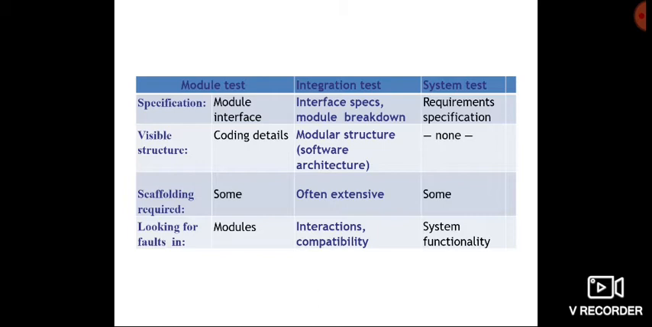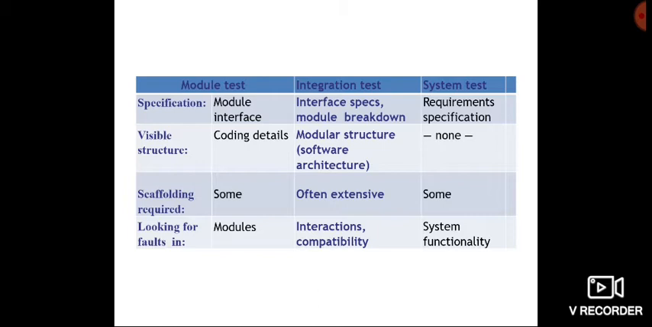If you want to specify the specification related to integration testing, you should focus on interface specification as well as module breakdown. Related to system testing, the specification is nothing but the requirement specification, right? Now, regarding visible structure, what are the main things we need to focus on related to visibility?